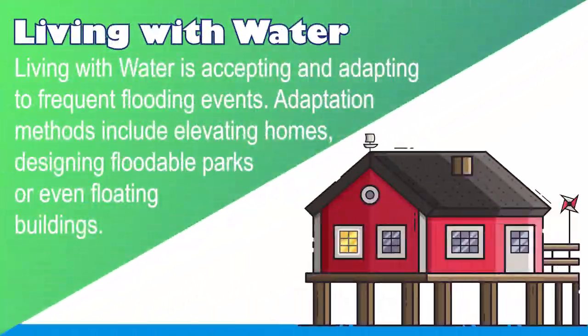The third solution type is living with water. In many cases, we need to get creative in how we adapt to climate change. Living with water is accepting and adapting to frequent flooding events. Adaptation methods include elevating homes, designing floodable parks, and even floating buildings. Can you think of any other creative solutions?